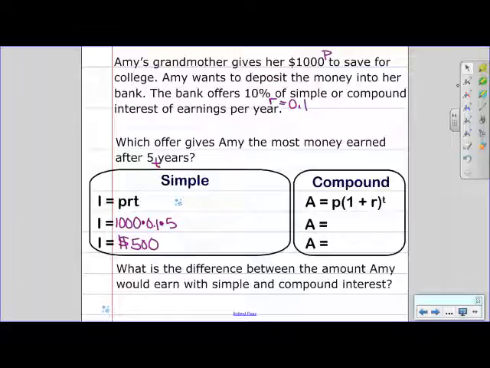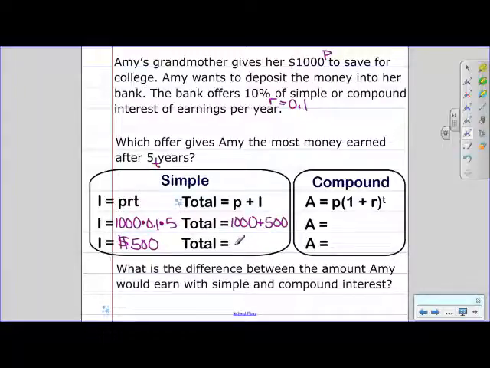But we're not done, because we need to know how much money would be earned with simple interest after 5 years. So what would be the amount of money that she would have? This is where most students make their errors. There is an additional step that we need to do, which is to then go back and take the principal and add that to the interest. So the principal is $1,000, and then we're adding the interest that was earned after 5 years. So the total amount would be $1,500.